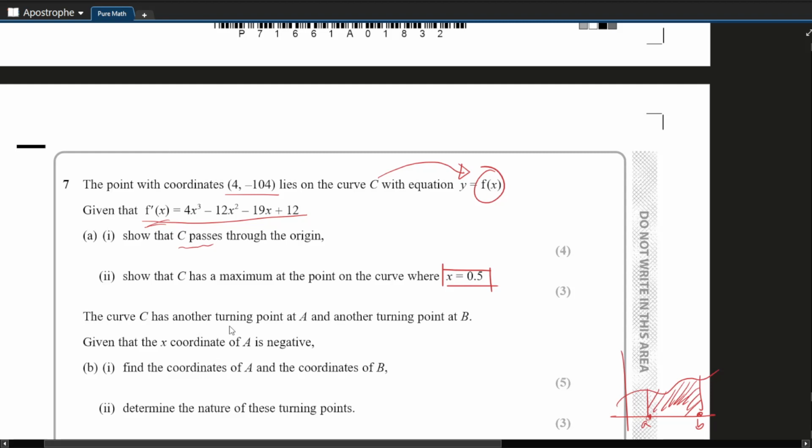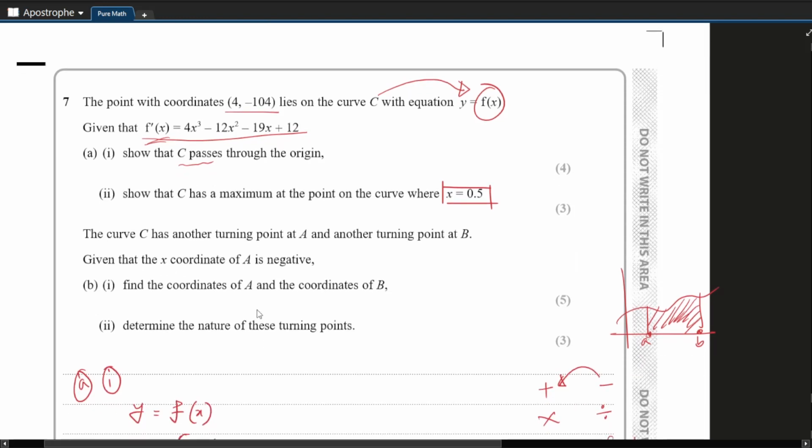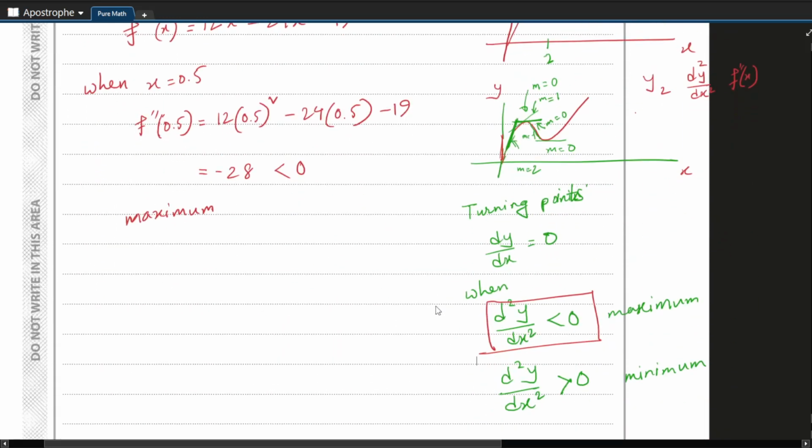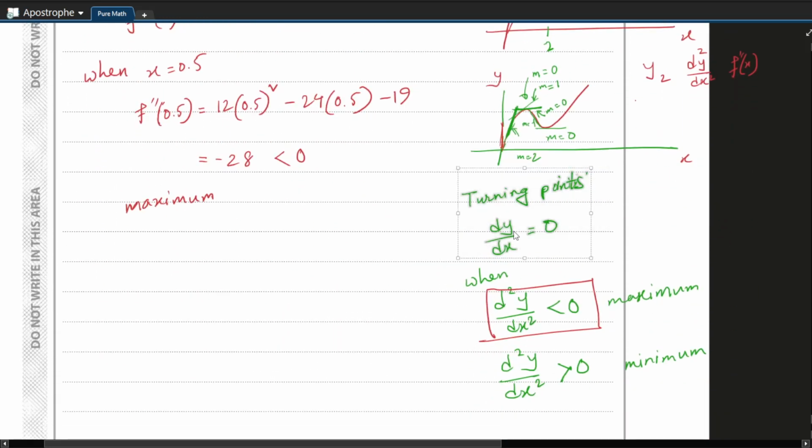The curve C has another turning point at A and another turning point at B. Given that the x coordinate of A is negative, find the coordinates of A and the coordinates of B. So as we can see here, turning points, gradient is 0. Gradient meaning first derivative, dy by dx or f prime of x or y1.